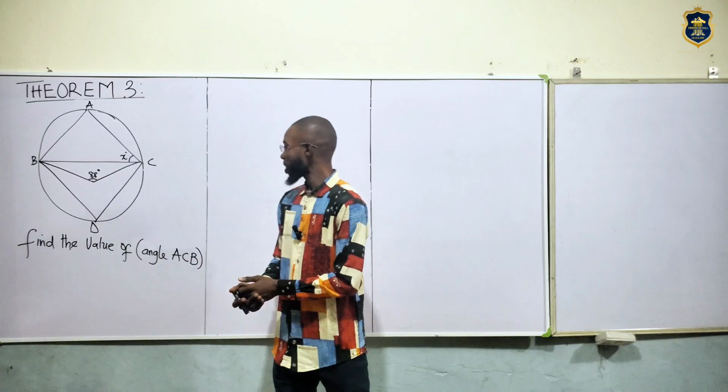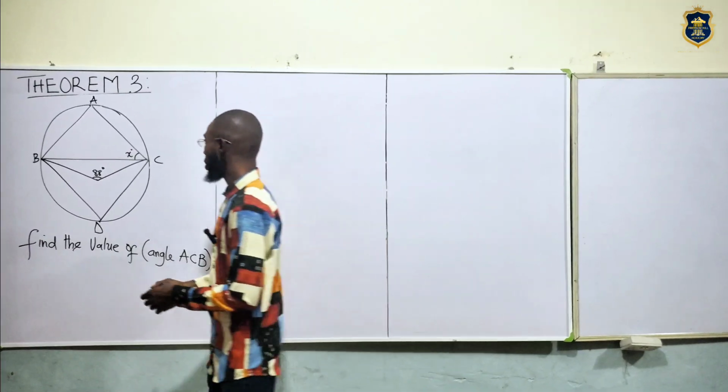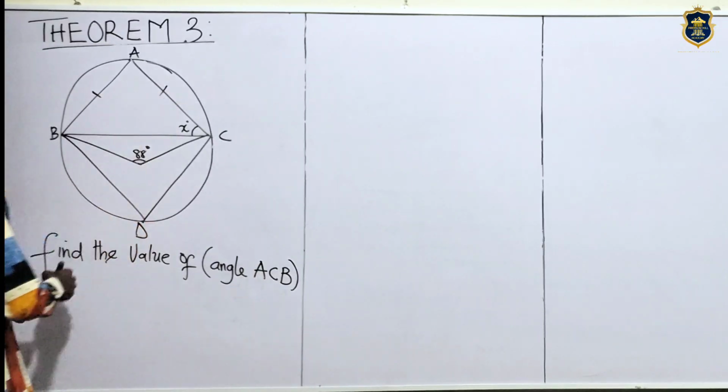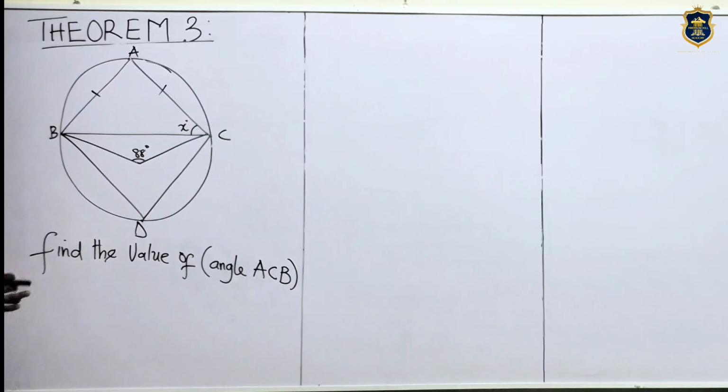Alright guys, in this question it says to find the value of angle ACB. It's quite simple. Look at this. And this is an isosceles triangle. Find the value of angle ACB in the question below. It's not hard. Looking at the question, you know that it's a very simple question. How do we do this?